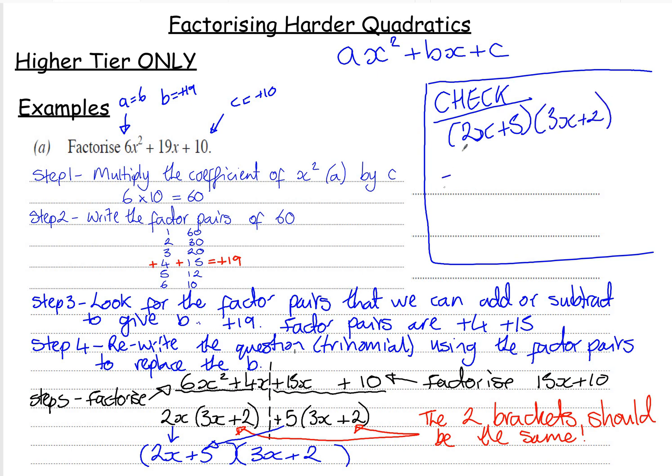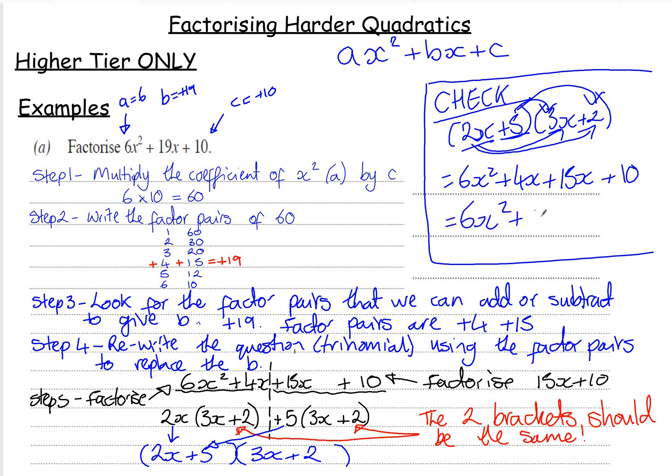Okay, so if we multiply this term by that term, that's going to give you 6x squared. This term by this term, our outside, is going to give us plus 4x. This term by that one, our inside, is going to give you plus 15x. And then plus 5 times plus 2, which is our last. And that gives you 6x squared plus 19x plus 10, which is the original question, so you know that you've factorised it correctly.